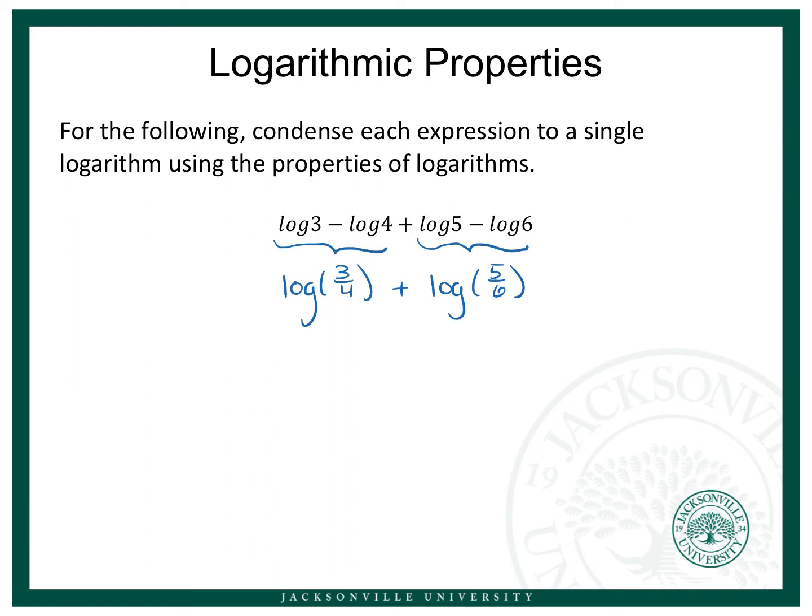So now I can combine these two terms and condense them using the product rule. So the product rule says that the sum of those two terms is the same as the log of 3 over 4 times 5 over 6. And then here we can just simplify those fractions. And so that gives me the log of, let's see here, that's 1, 2, the log of 5 over 8. Okay.